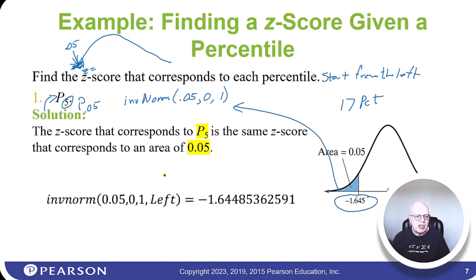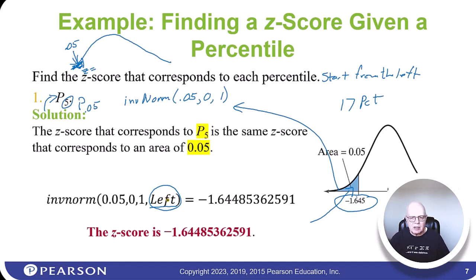And for you CE people, calculators speak wise, we're talking about the area that's on the left. So if you've got a CE, the 0.05 is the area on the left, so you make sure you put the left in there instead of the center or the right.